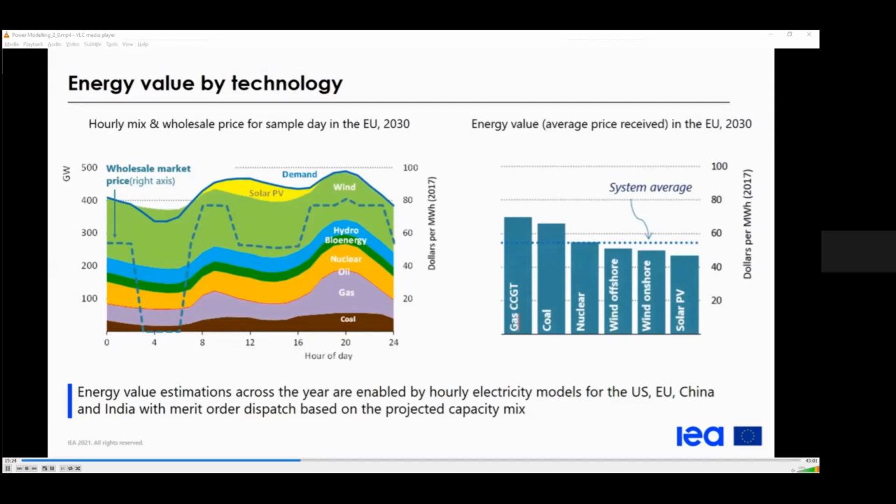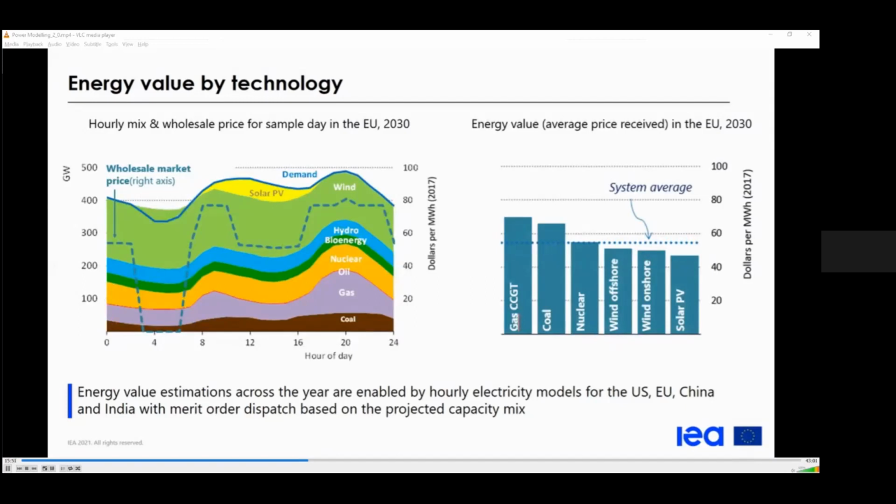It varies across technologies. Again, dispatchable technologies, and particularly the most flexible ones, are really able to capture those high prices at peak hours. So it means that their energy value is higher than the average of the system. And this, even if they run fewer hours.